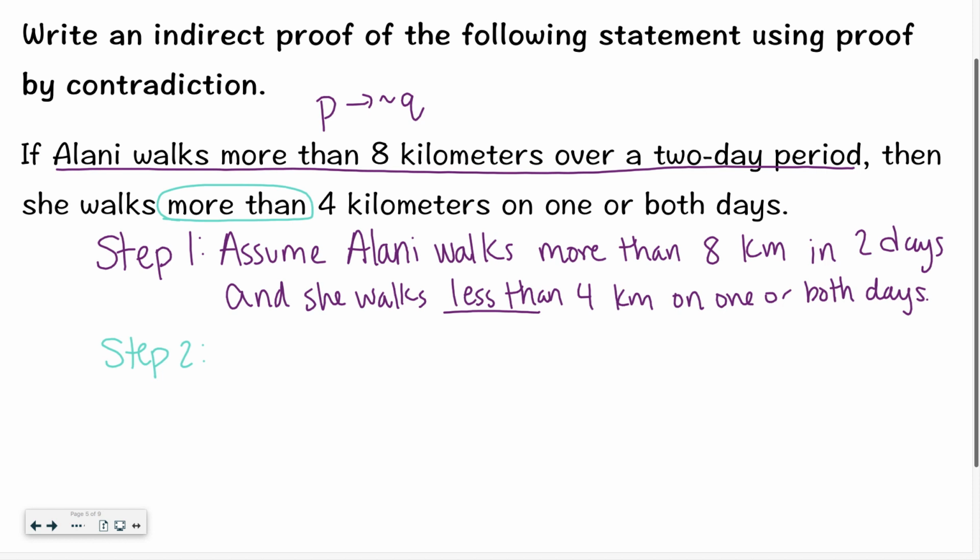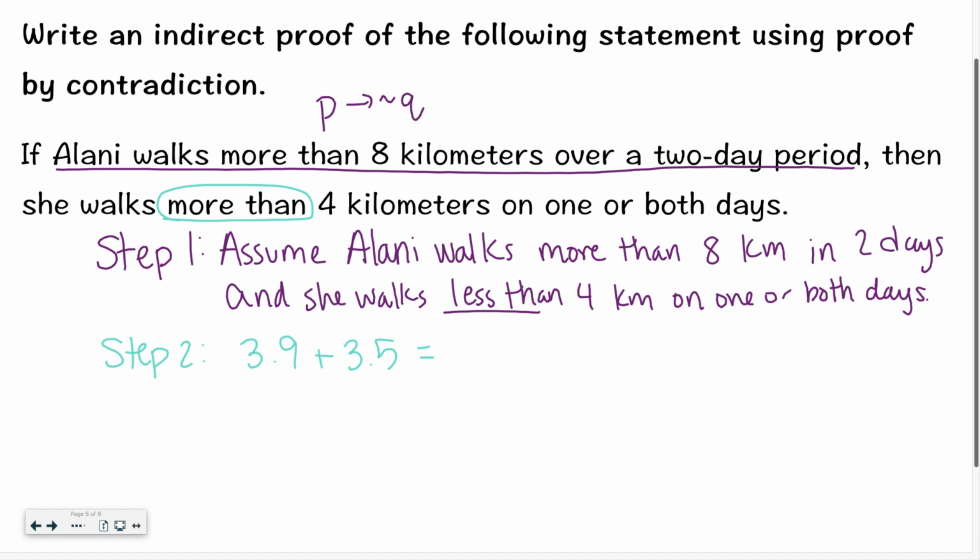All right, so let's look at the Q statement. She walks less than 4 kilometers on one or both days. So less than 4 means that 4 is not included. So I could say like 3.9, and I could say 3.5. Those would both be less than 8 kilometers for the 2 days.